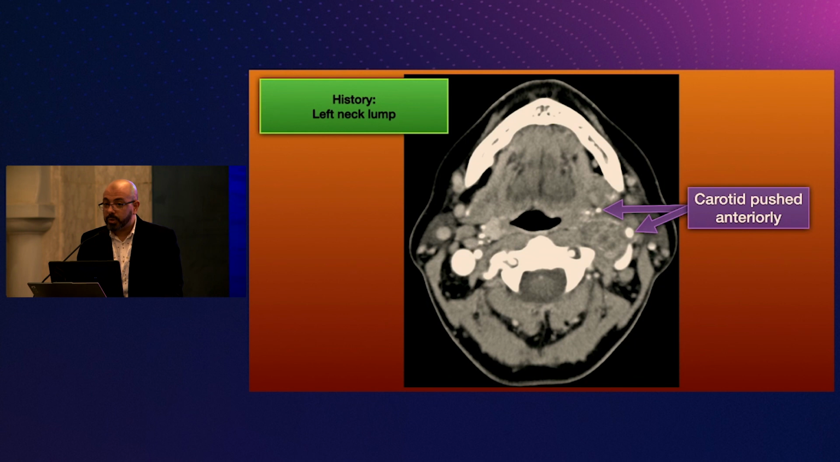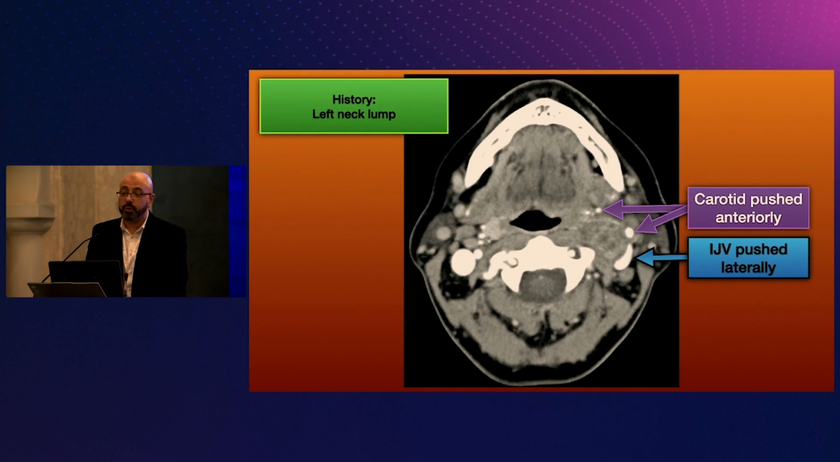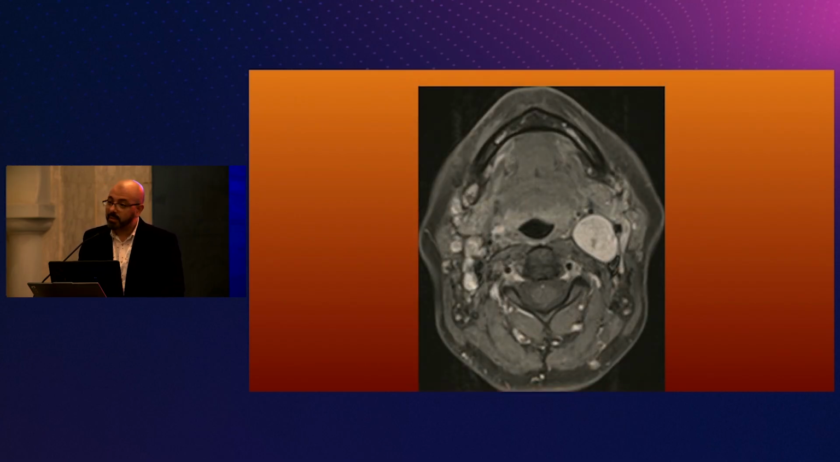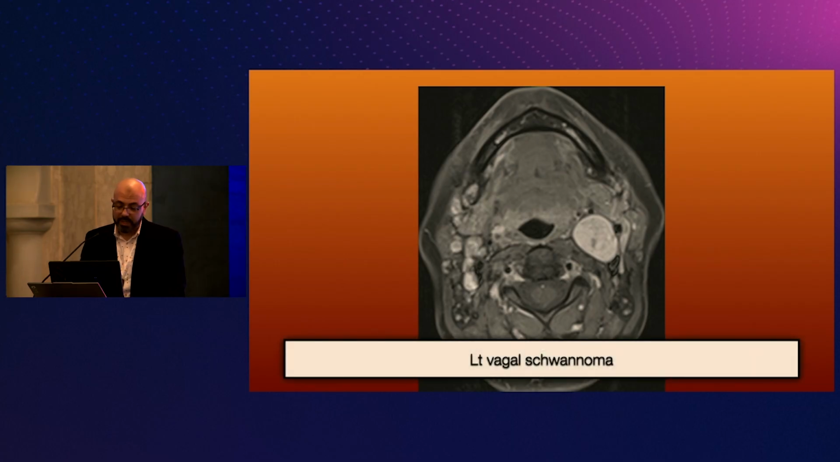The carotids are pushed anteriorly. The jugular is pushed laterally. So this has to be a structure or a nerve which is in the posterior aspect of the space. So it has to be number 10 or 11 schwannoma. On T2WI, heterogeneous high T2 signal and enhancing on the post-contrast. So this was a vagal schwannoma.